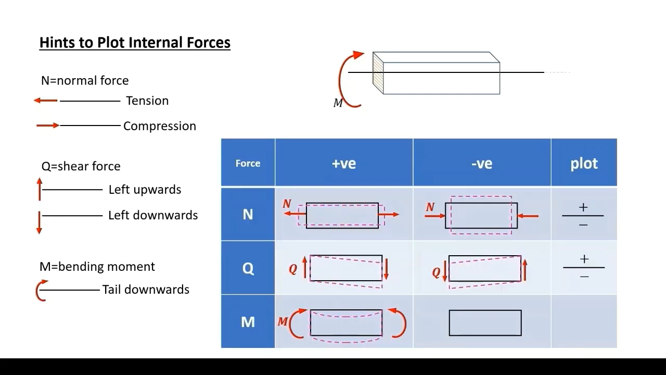Our elemental beam, negative bending moment, and the deformed shape under the applied moment. A negative moment has a tail of the moment above the center line. Please note that the tail of the moment is the same as the tail of the force causing the moment.